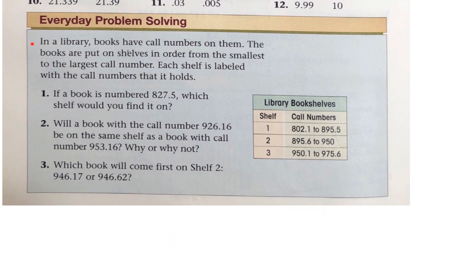Some everyday problem solving. In a library, books have call numbers on them. The books are put on shelves in order from the smallest to the largest call number. Each shelf is labeled with the call number that it holds. If a book is numbered 827 and 5/10, which shelf would you find it on? 1, 2, or 3?